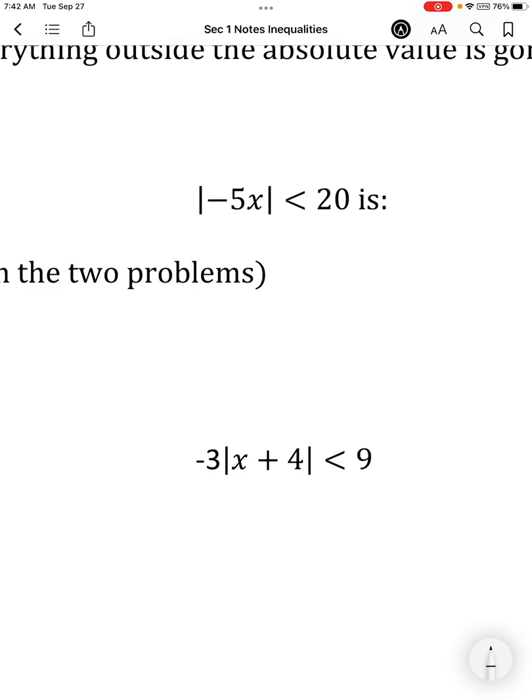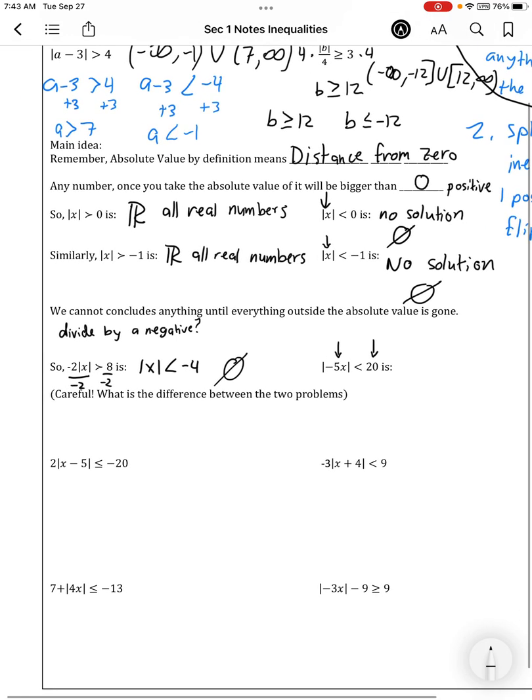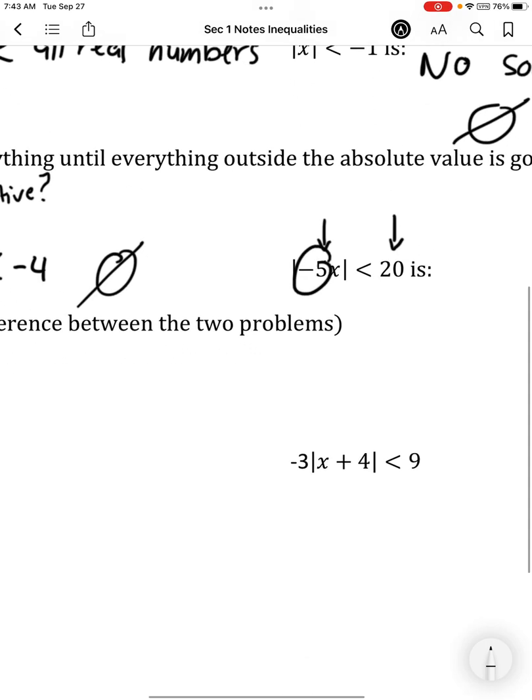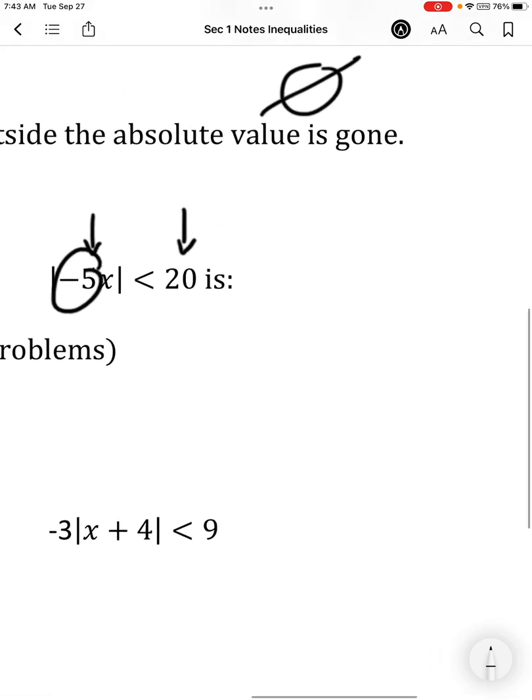Whereas this problem over here, -5x is less than 20, we can't conclude anything about it right away because we have a positive number right here, 20, and everything else is inside the absolute value. Notice the position of the -2 outside the absolute value and the -5 inside the absolute value. So from here, we just have to solve it the way we did yesterday.